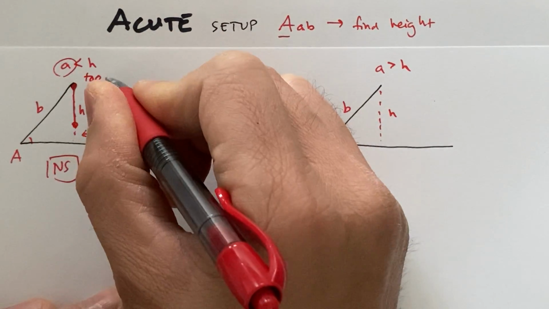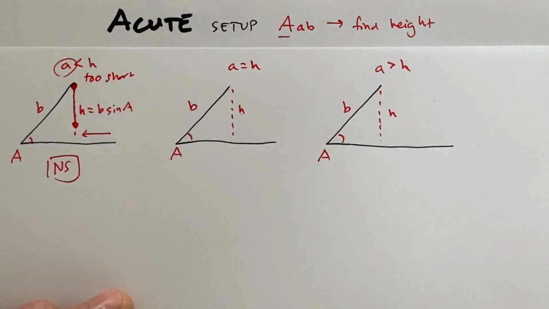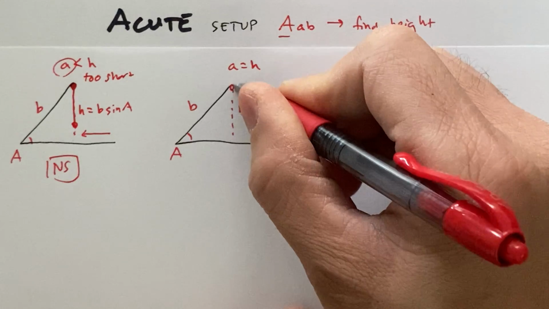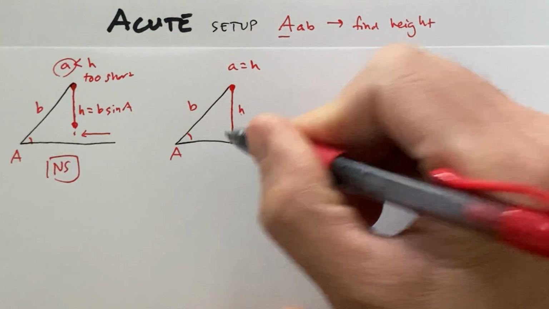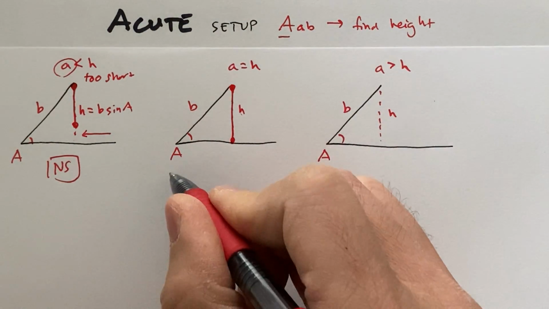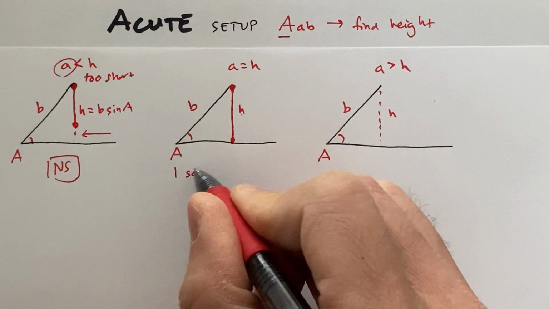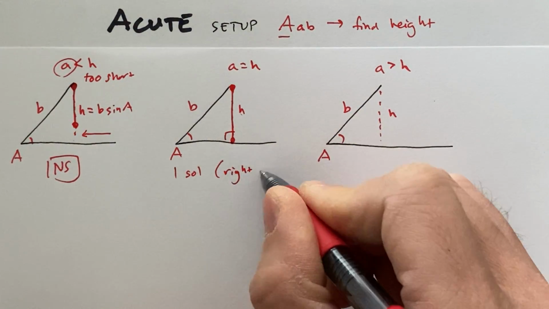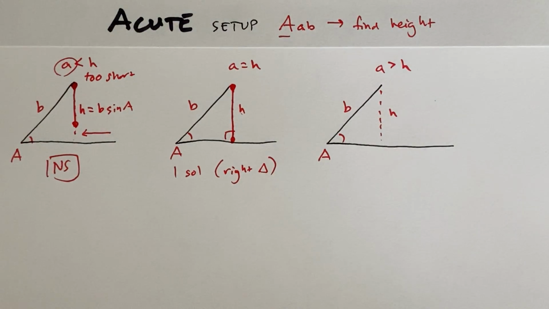A is too short. If a happens to equal the height, so from top to bottom, a fits that perfectly, that's kind of exactly what we wanted. You're going to have one solution. And more importantly, that's going to be a right triangle, which makes it pretty easy to solve for because we can reapply the Pythagorean theorem.